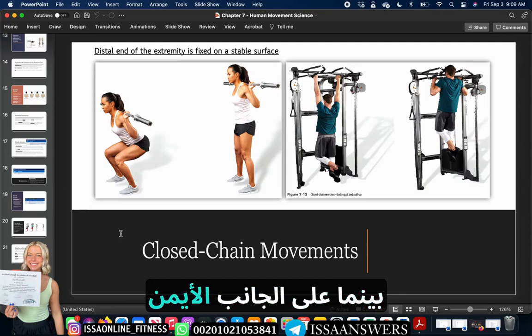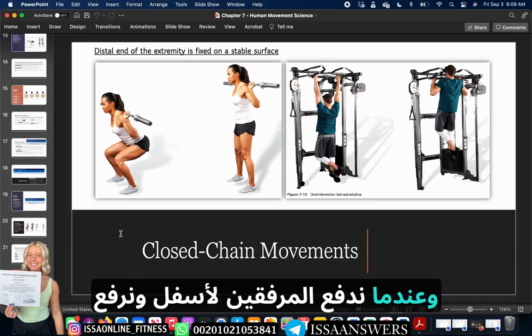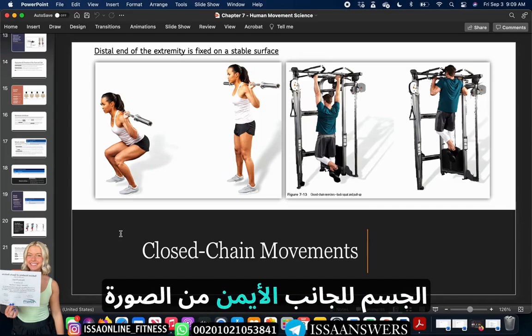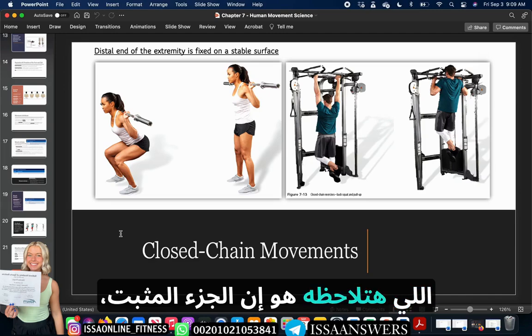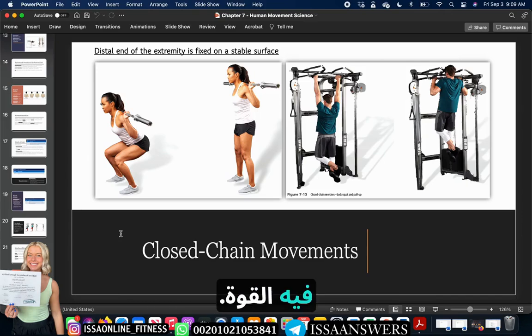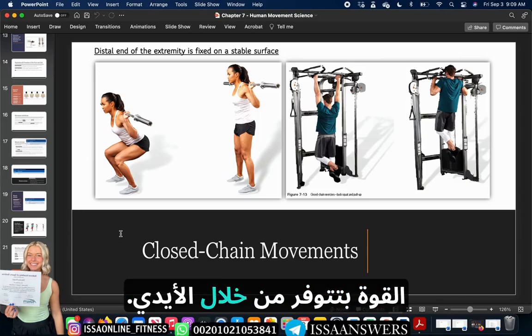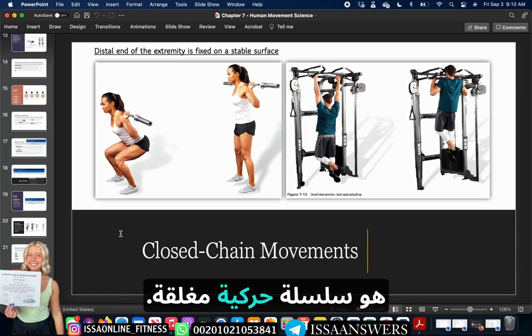Whereas on the right side for the upper body, our hands are fixed to the pull-up bar, and as we drive the elbows down and lift the body to the right side picture where the person has completed a full pull-up, what you'll notice is that the fixed portion, although the legs are not fixed, that's not where the force is being provided. The force is being provided through the hands. The hands are fixed, so therefore you would end up having a pull-up that is a closed kinetic chain.